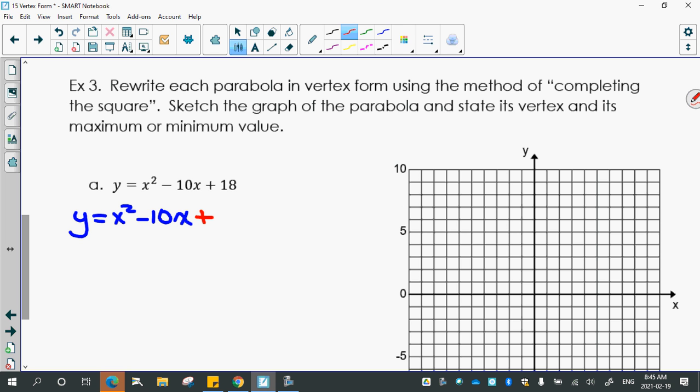So I take half of 10, which is 5, and square it. 5 squared is 25. So I add 25. And then I subtract 25, so really all I've done is add 0. And then I add my 18. Okay? Then for the first 3 terms, I created my own perfect square trinomial by taking half of 10 and squaring it, and adding it and subtracting it.